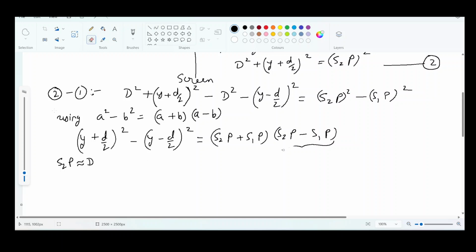So S2p is approximately equal to d. S1p is also approximately equal to d. So I can write S2p plus S1p is equal to d plus d, actually approximately equal to 2d.